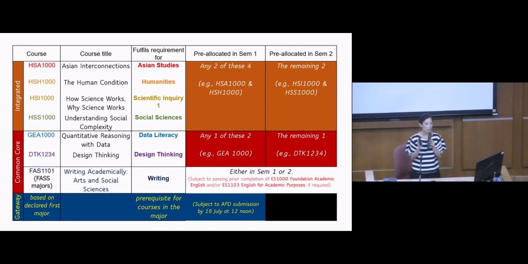And then in semester 1, either the data literacy course or the design thinking course will be pre-allocated to you, and you undertake the other one in semester 2. The writing course will be pre-allocated to you in either semester 1 or 2, although some of you may have to take ES 1000 and ES 1103 before you can take the writing course. The gateway course to your declared first major will also be pre-allocated to you, but this is based on your academic plan declaration submission.